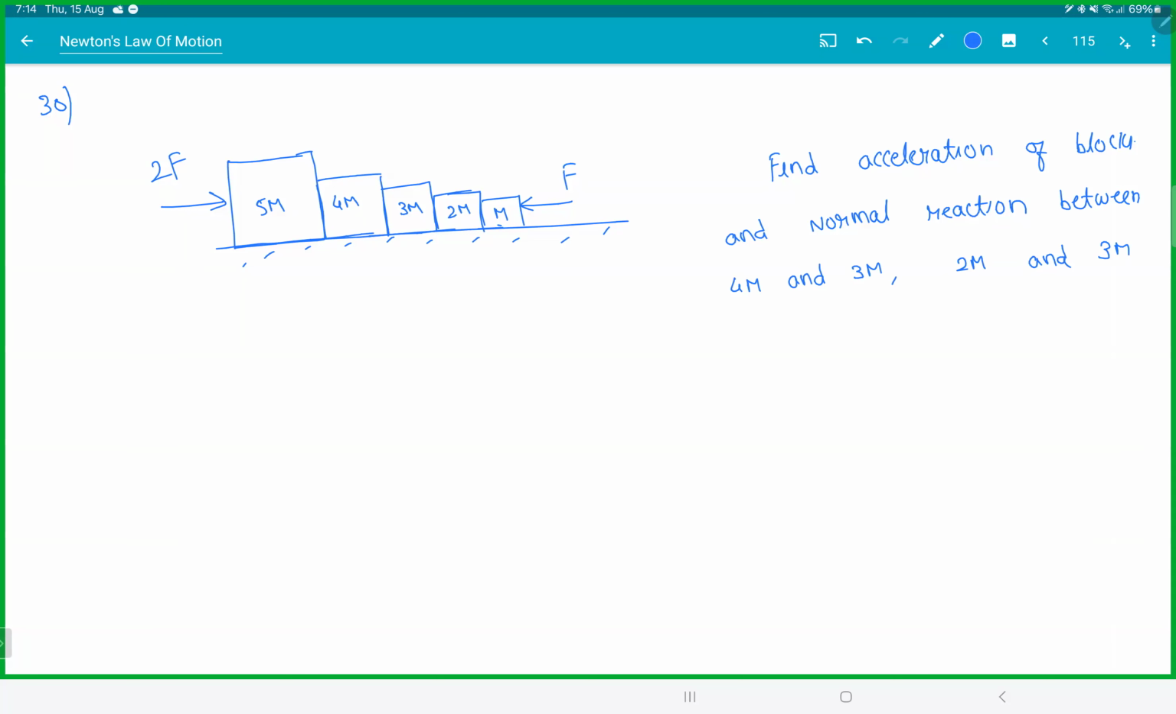Let's get this. Remember the steps last class I taught you? Step one, choose your system, draw an FBD. Step two, assign accelerations and find the relation between them using constraints. Step three, resolve forces along x and y axis. Step four, apply F is equal to ma and solve. The steps are the same, nothing changes.